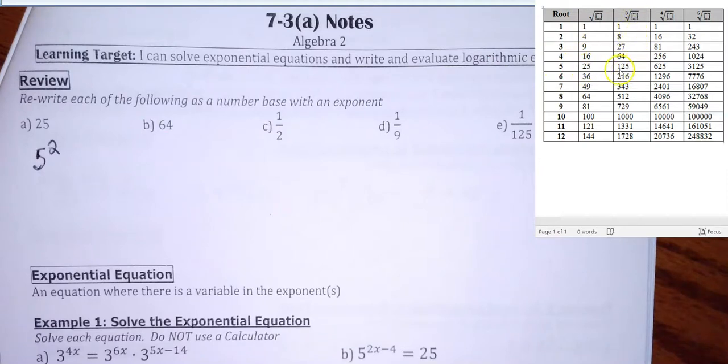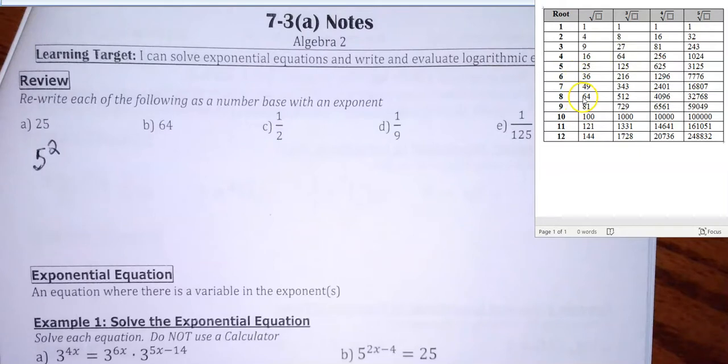If it's in the third column, like 125 would be 5 to the third, 625 would be 5 to the fourth, the 3125 would be 5 to the fifth. So this little list, if you're not familiar with it, can be really helpful today and for the rest of this unit.